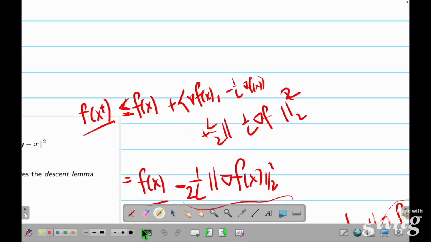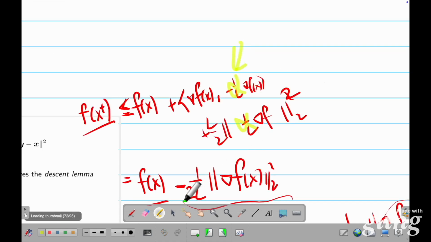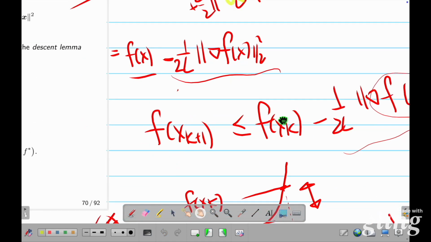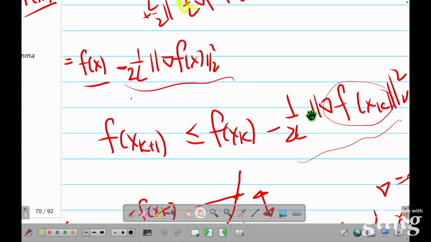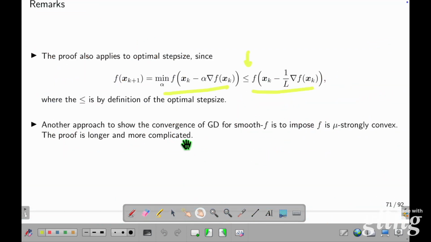What happens if I don't do 1 over L? Now imagine I have an alpha here, and this alpha is the arg min of something else. Then it's a little bit more complicated. But if you know that this is always below this, then if I achieve something like this for the constant step size, and I use an even better step size, of course I go down more. So the whole idea holds true. And this is assuming what? Function convex and smooth. What about if it's strongly convex? You can go even further.